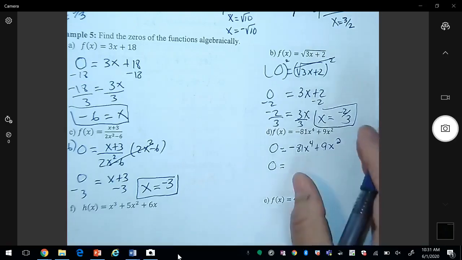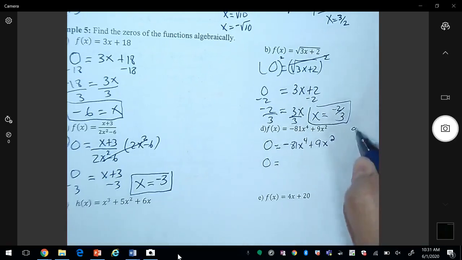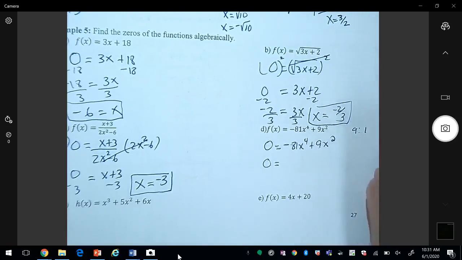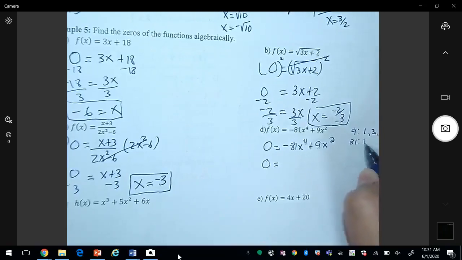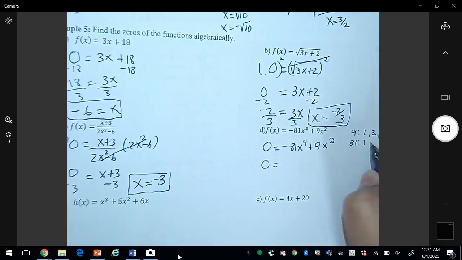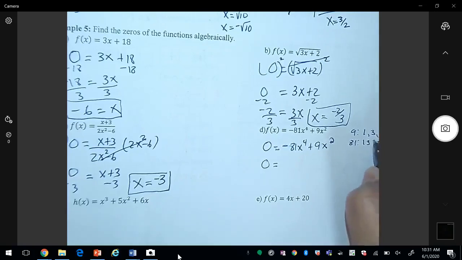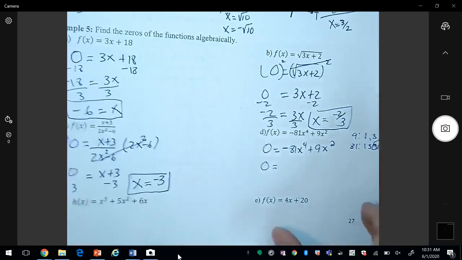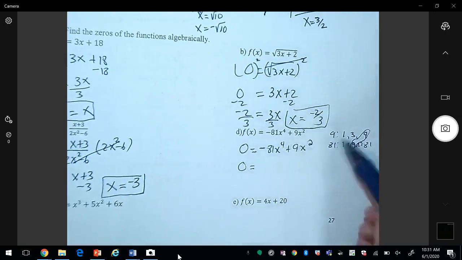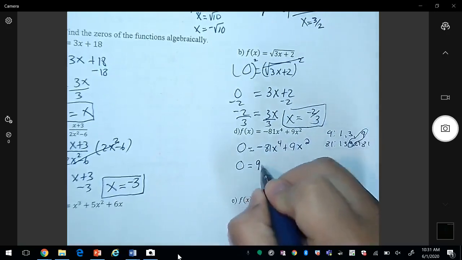And how do I determine that? For example, the factors of 9 are 1 times 9 and 3 times 3. The factors of 81 are 1 and 81, 3 and 27, and 9 times 9. So you can see that the greatest common factor that they have in common is 9. Okay, so I can factor out a 9.